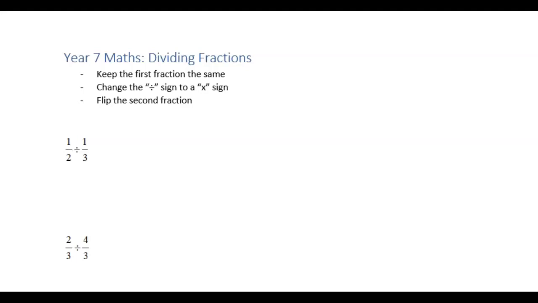So 3 basic steps. We first of all keep the first fraction the same. Okay, so the first fraction does not change. We change the division sign into a multiply sign, and then we flip the second fraction. So we keep, change, then flip. Keep the first fraction, change the sign, flip the second fraction.